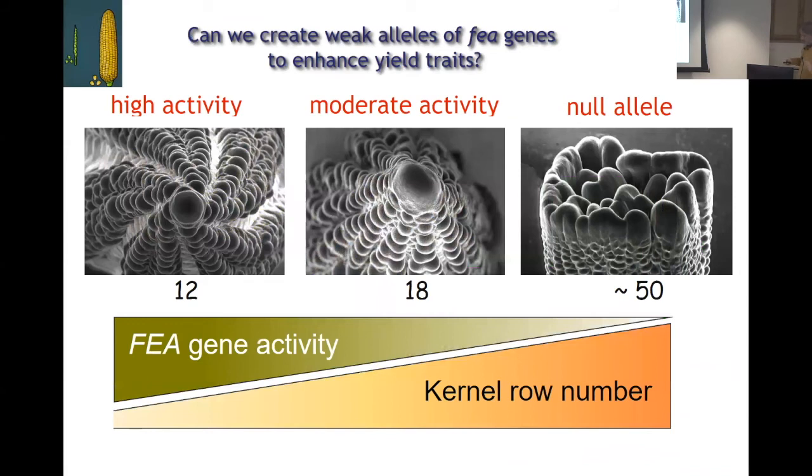Okay, so last part of the talk, I want to come back to this idea again about increasing yield, or at least increasing kernel number. So again, the idea is these mutants make massive disorganized meristems. The yield is very low, but if we can control this gene, i.e. a weak allele, we could make a little bit bigger meristems and more rows.